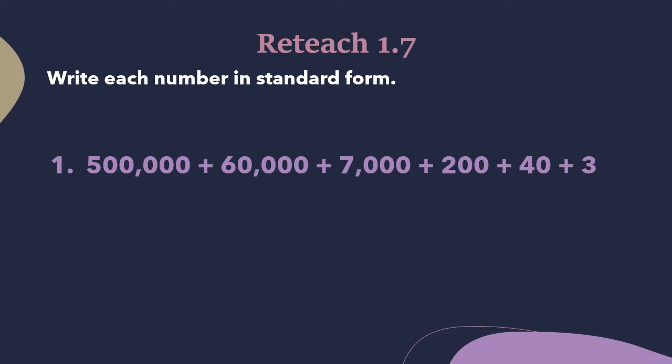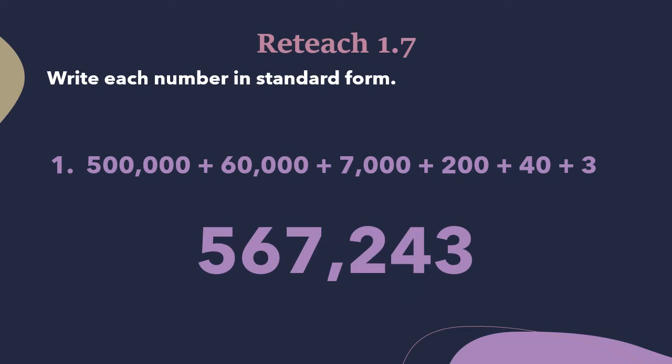All right, so now that you've had a chance to try to take the stretched out expanded form of 500,000 plus 60,000 plus 7,000 plus 200 plus 40 plus 3, whew, that's a mouthful. Let's see if you got the standard form correct. So this number in standard form would be 567,243.